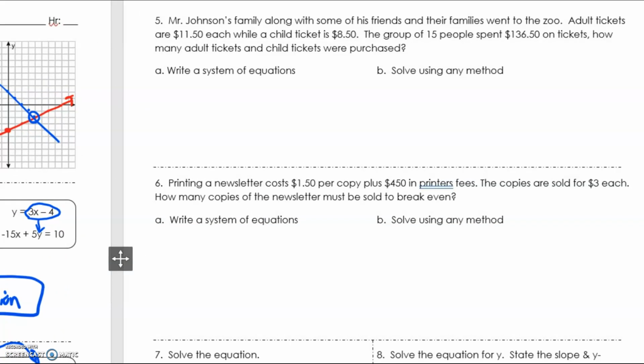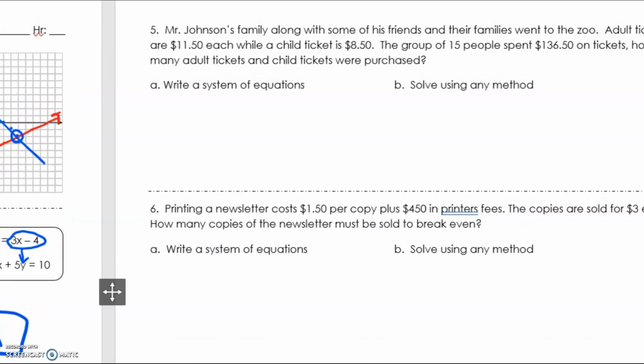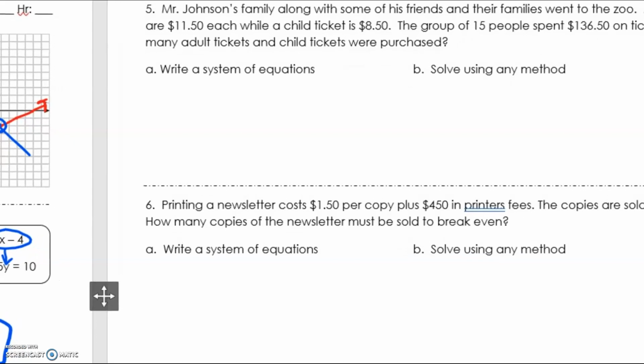Okay, so in this situation, we've got two things that we're considering: total price and total amount of tickets. We have two variables, adult tickets and child tickets. I'm going to use A for adult tickets and C for child tickets, and I'm going to start my first equation representing total price. My total price spent was $136.50.